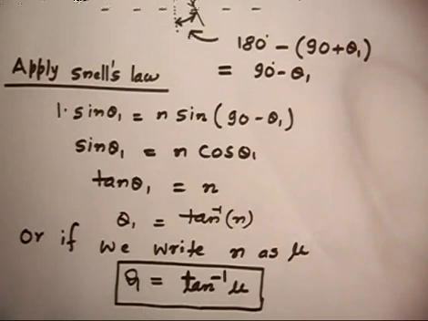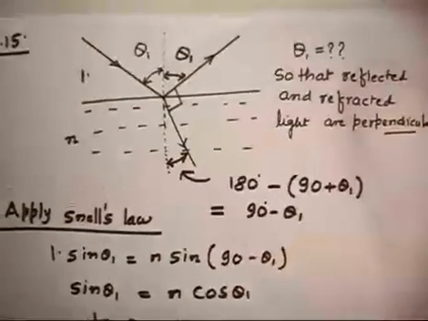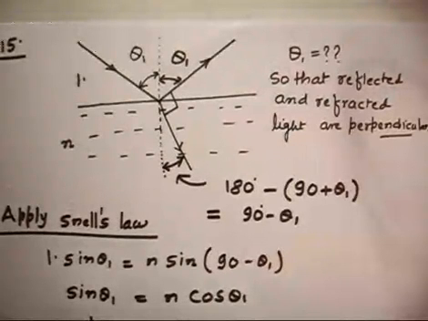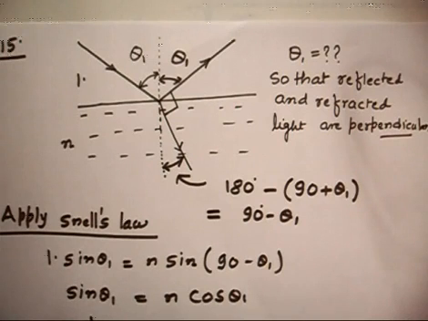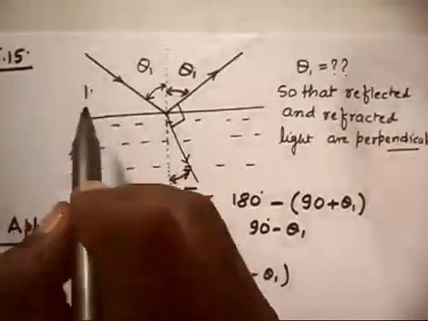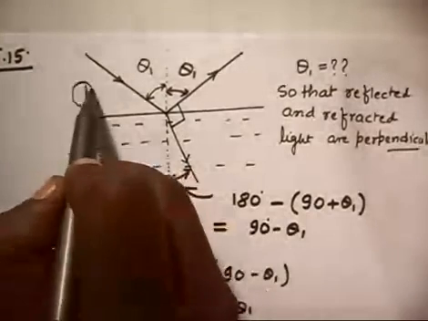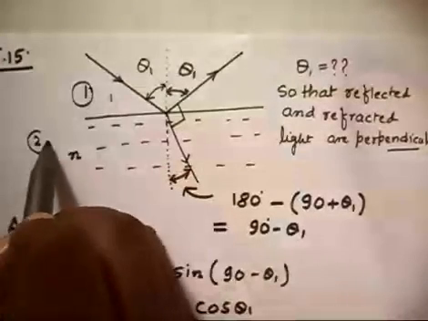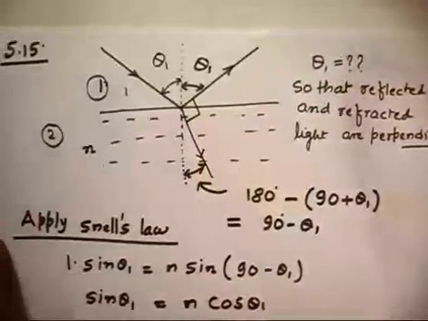Okay, let us discuss what this problem says. At what angle of incidence theta 1 is the light reflected from the surface of water perpendicular to the refracted light? So this question says I have an incidence medium with refractive index 1. Medium 1 refractive index is 1 and refractive index for medium 2 is n. This is given in the problem.